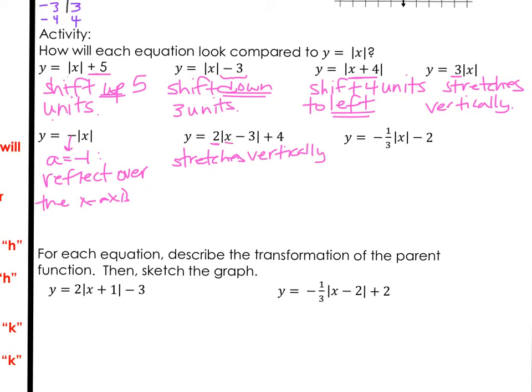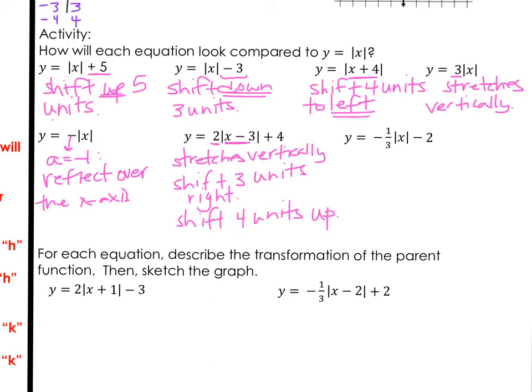On the inside, we have x minus 3. That means the graph will shift 3 units, but now to the right. And then that plus 4 at the end, since it's on the outside, will make the graph shift up 4. So that'll look pretty different from the parent function. The vertex is at a new location and the graph would stretch vertically.